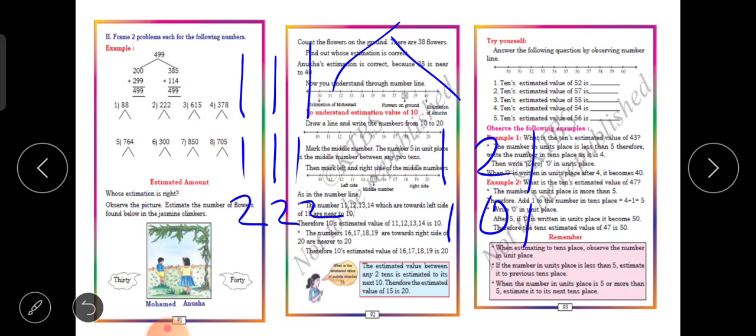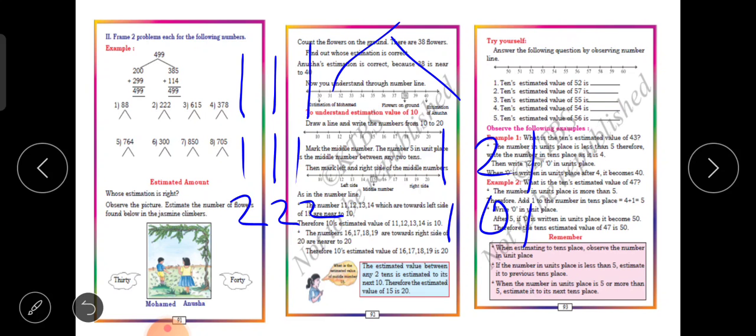Okay, so like this you are going to write. Next one, estimated numbers. How are we going to draw the estimated numbers? Say for example, if we are drawing 10 to 20, see what is the middle number? Can you see the middle number here? It is 15. So 15 is the middle number, and 10 to 14 is on the left side, and 16 to 20 is on the right side.